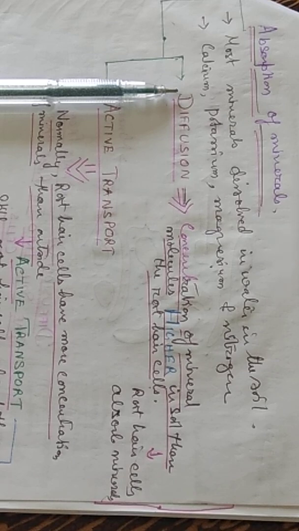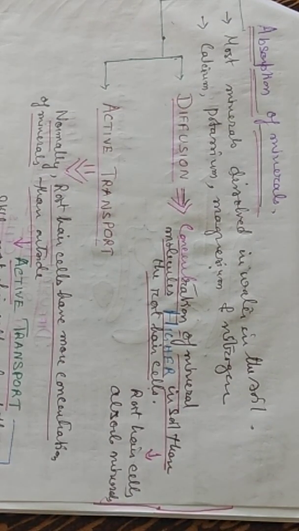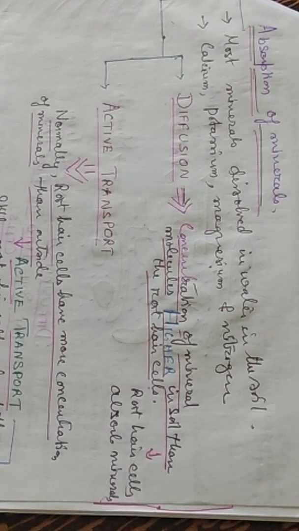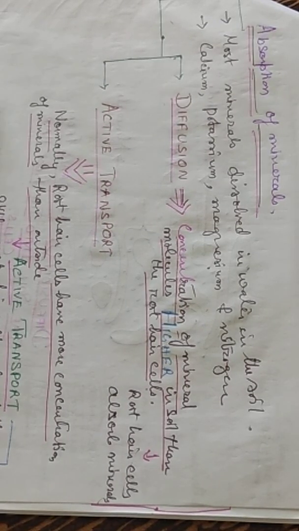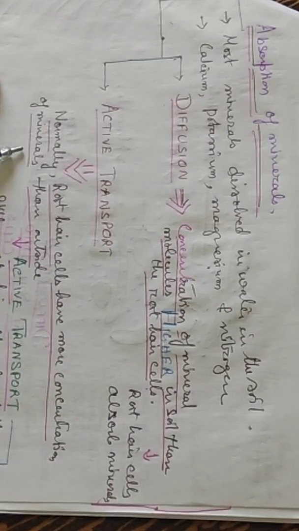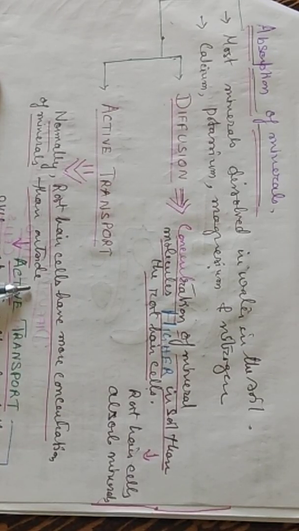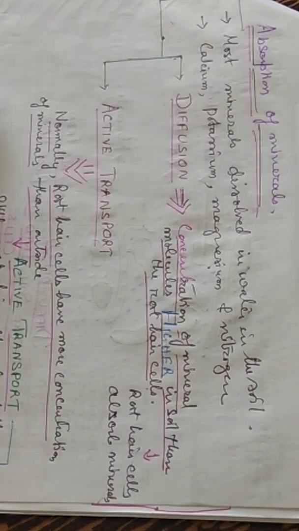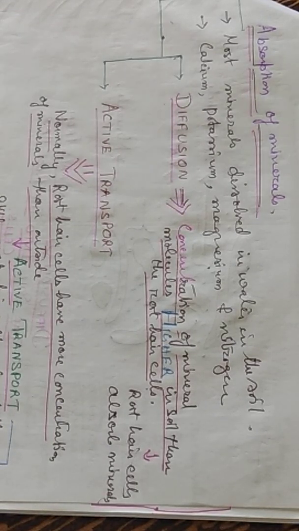Now active transport. Active transport is the opposite. The molecules move from lower concentration to higher concentration. Normally root hair cells have more concentration of minerals than outside. So what happens? In active transport, the root hair cells still absorb them.